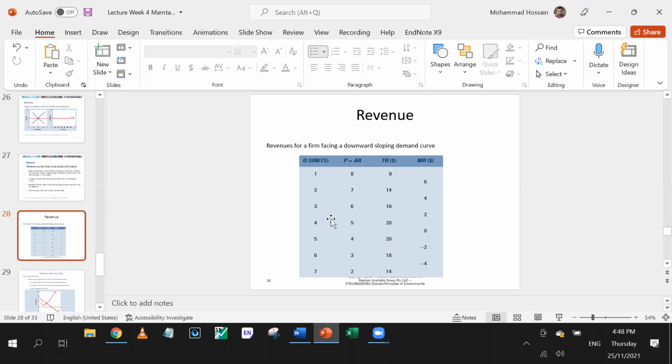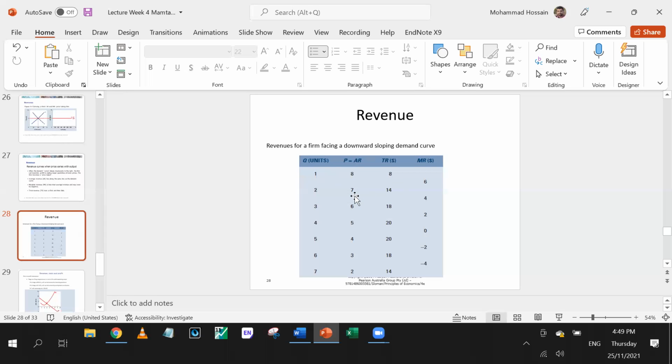When the output increases, you see that total revenue will also increase. At one stage, total revenue starts to decrease. Why? Price has gone down. You can see here, P is equal to average revenue. So your $8 is your price per unit. When you sell 1 item, you get $8.